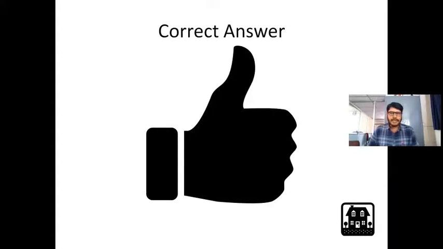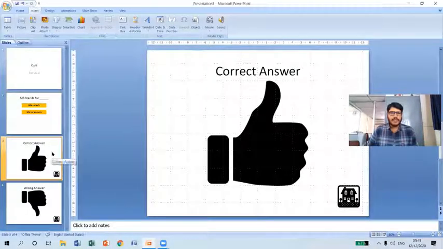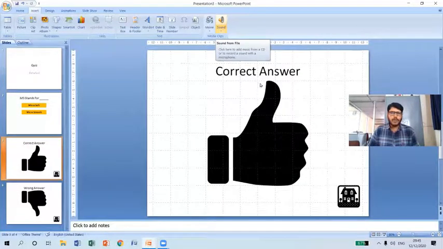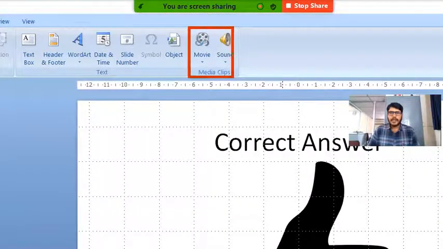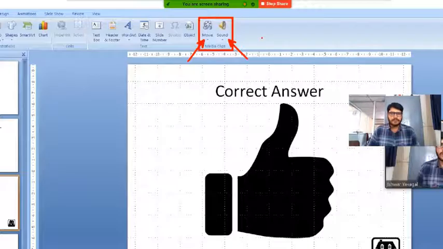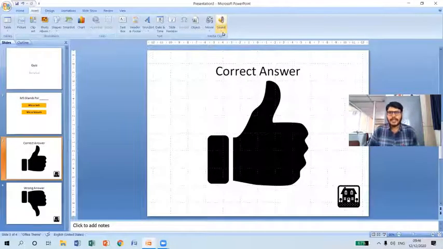So let me exit this slideshow. Now let me select the correct answer slide. We are in the correct answer slide only. Now here I want to include a sound effect. To include a sound effect, I'm going to use the media clips group here. Here you can see we have two options, a sound and a movie. Whenever I want to include a sound file, I need to select the sound option. Whenever I want to play a movie file, then I have to select the movie option.